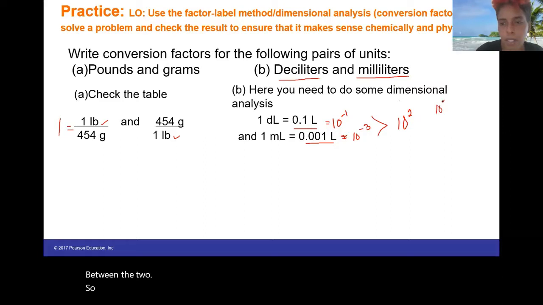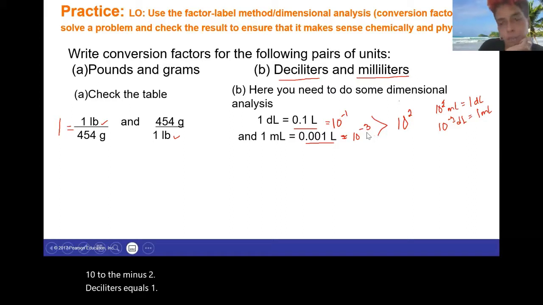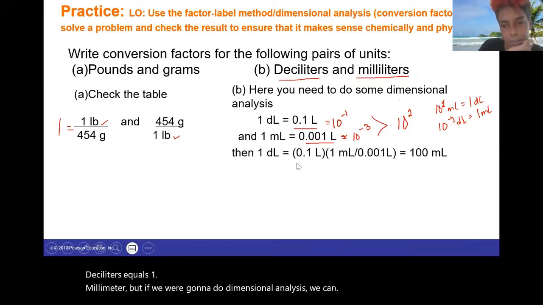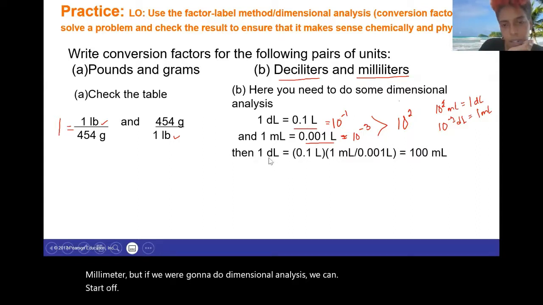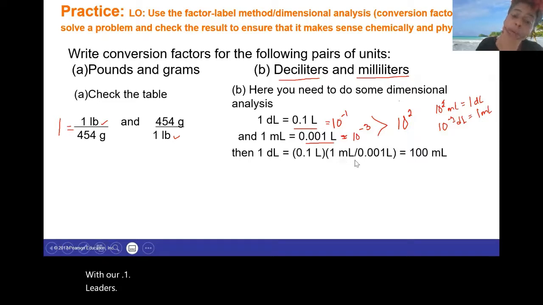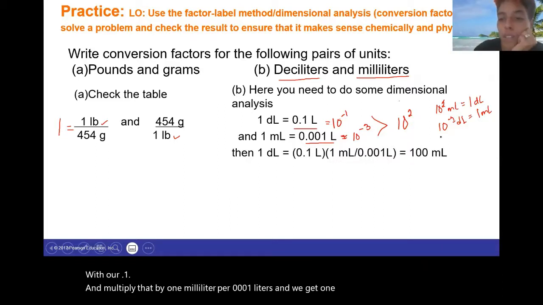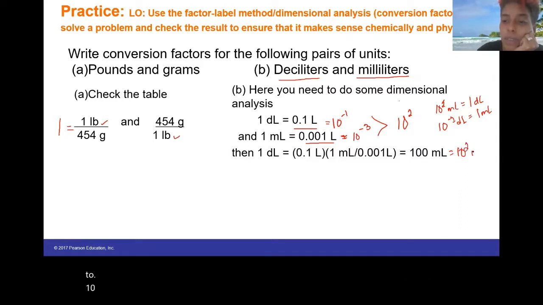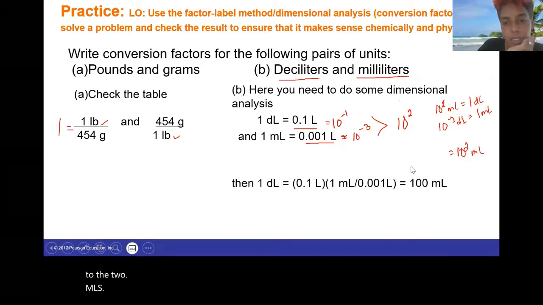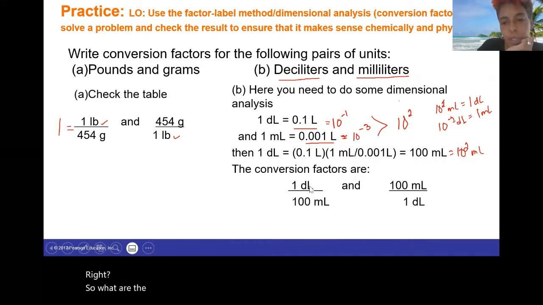So that means 10 to the 2 milliliters is 1 deciliter, and 10 to the minus 2 deciliters equals 1 milliliter. But if we were going to do dimensional analysis, we can start off with our 0.1 liters and multiply that by 1 milliliter per 0.001 liters, and we get 100 milliliters, which is also equal to 10 to the 2 milliliters. All right. So what are the conversion factors? 1 deciliter is 100 milliliters, or 100 milliliters is 1 deciliter.